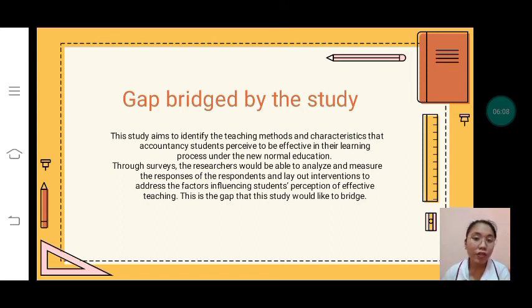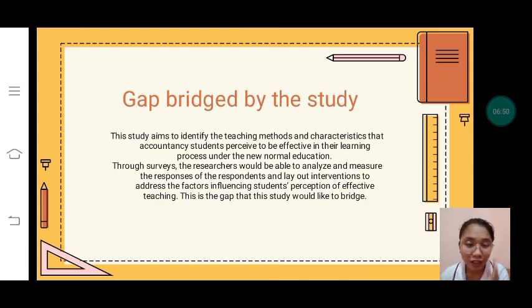In the previous literature review section, we have already talked about how a lot of studies have investigated the effective teaching methods and characteristics that a lecturer must possess in order to be considered effective. However, there are only a few studies who have examined accountancy students' perception with regards to effective teaching methods and characteristics in the new normal education. And none of them proposed an intervention in order to address the factors which affected the perception of the students.